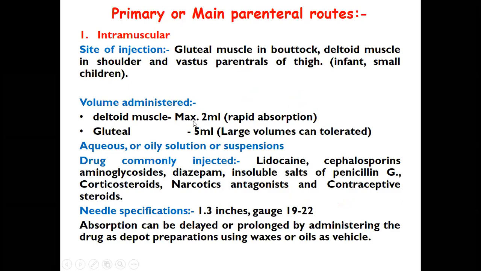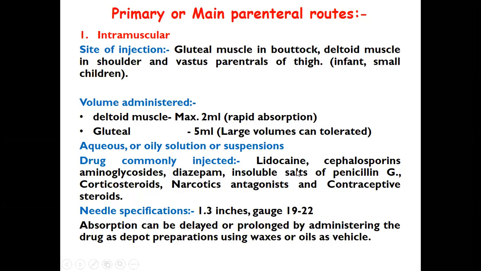Volume administered is maximum 2 ml when it is administered through deltoid muscle, and rapid absorption is there. When it is administered through gluteal muscle, then it is 5 ml, and large volumes can also be tolerated. Which type of formulations are administered intramuscularly? Either aqueous or oily solutions or suspensions can be administered through intramuscular route.